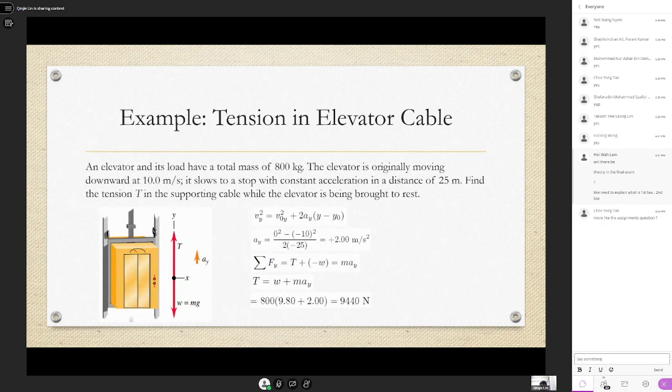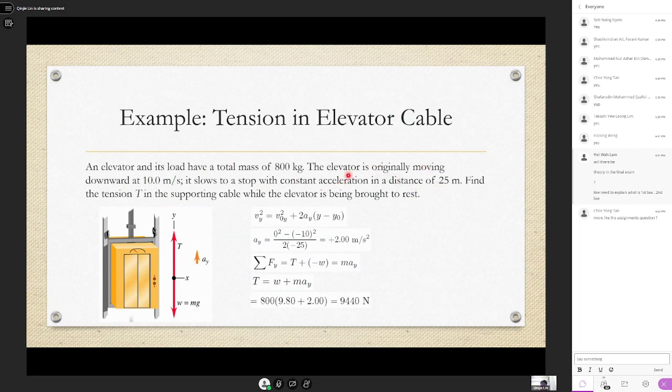Okay, then next example, tension in elevator cable. An elevator and its load have a total mass of 800 kg. The elevator is originally moving downward at 10 meters per second. It slows to a stop with constant acceleration in a distance of 25 meters. Find the tension T in the supporting cable while the elevator is being brought to rest. So an elevator looks like that. There are cables on top which will have tension inside. They tell you the scenario is originally moving downward at a certain speed, and then it slows to a stop with constant acceleration over some distance.